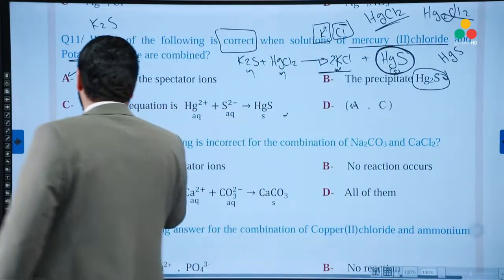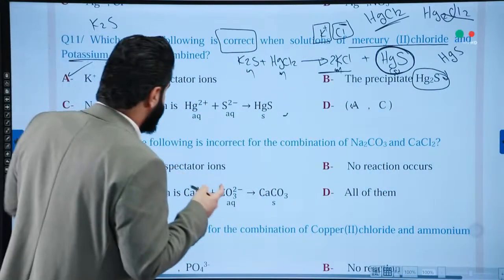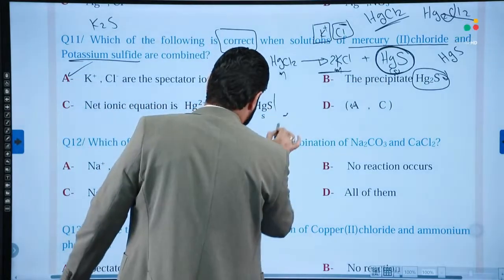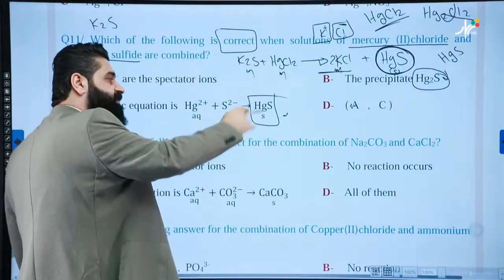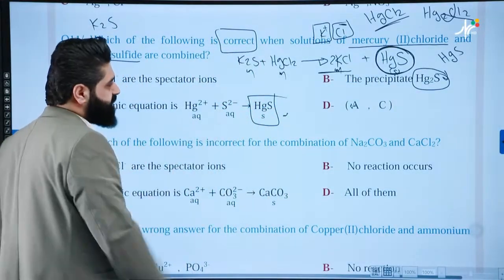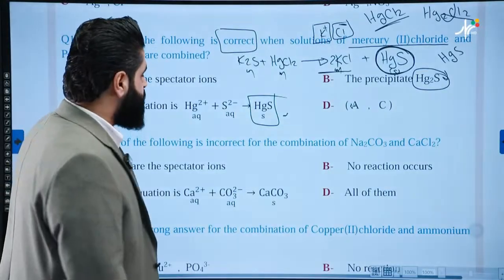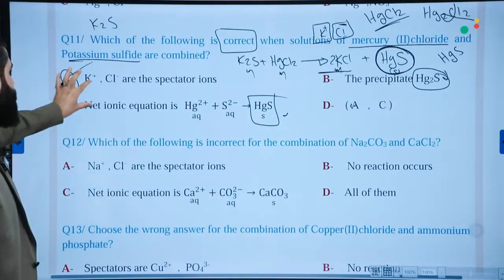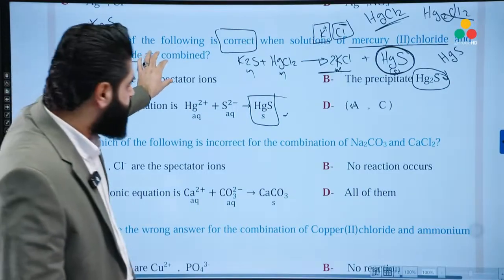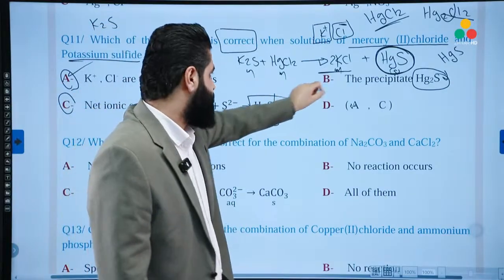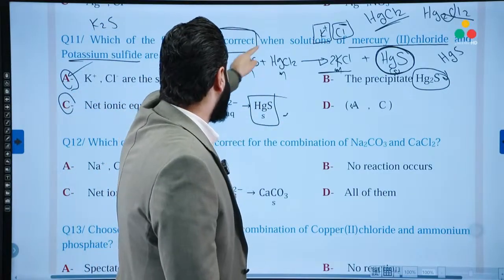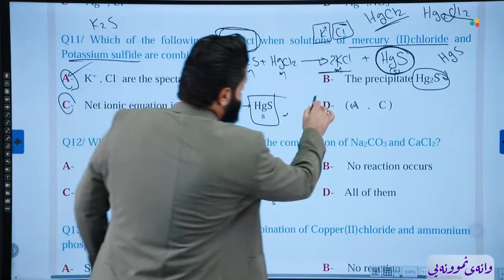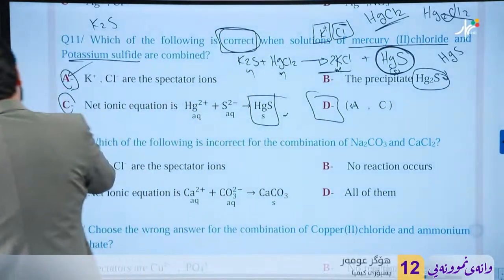How about this one? Net ionic equation is this. Okay, let's write the net ionic equation for this. We need to have a solid substance on the product side, the ions on the reactant side, and it must be balanced. So the correct answers are A and C. These are correct for the following combination, and this is incorrect. But the question said, which of the following is correct, appropriate? So A and C. And this is the correct answer.